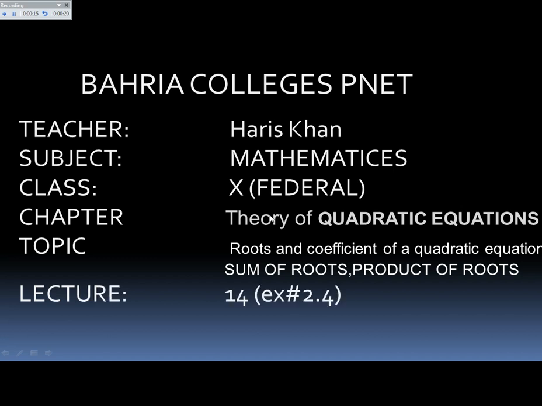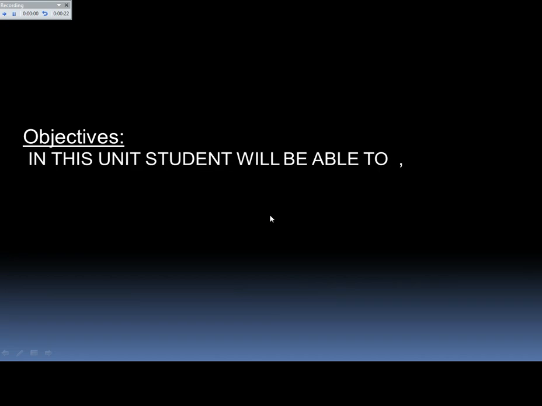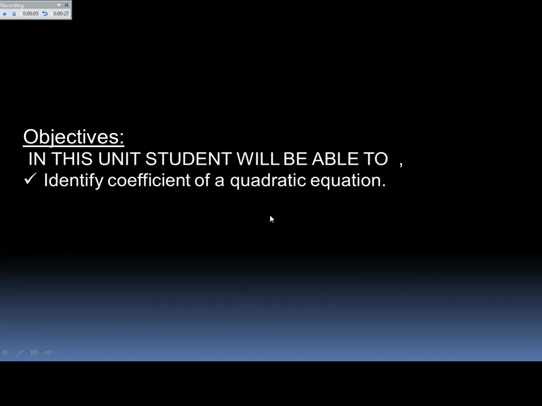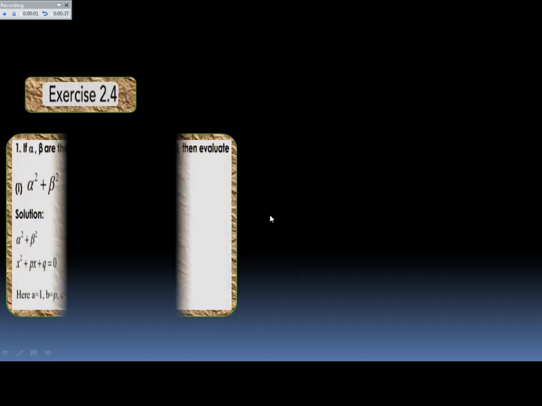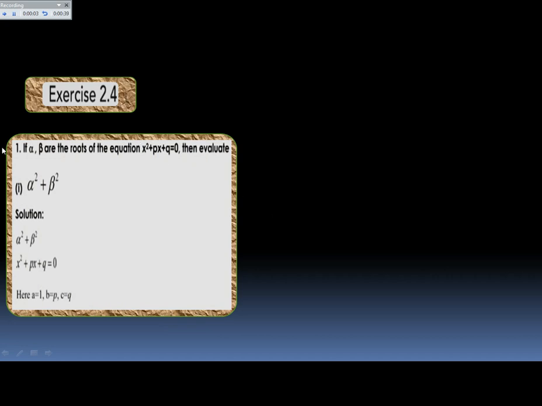Lecture 14, Exercise 2.4. Objective: in this unit, students will be able to identify coefficients of the quadratic equation, find and simplify the sum of the roots, and find and simplify the product of the roots. Exercise 2.4: if alpha, beta are the roots of the quadratic equation x square plus px plus q is equal to 0, then evaluate alpha square plus beta square. Solution.